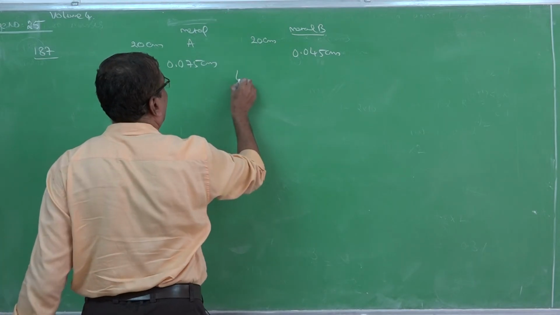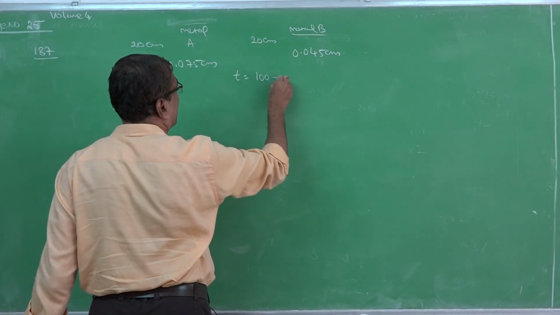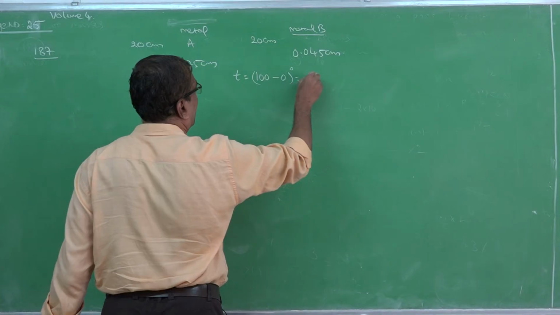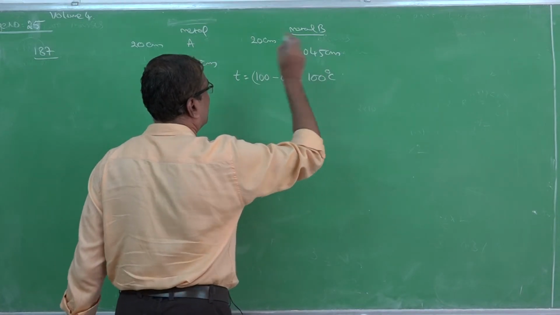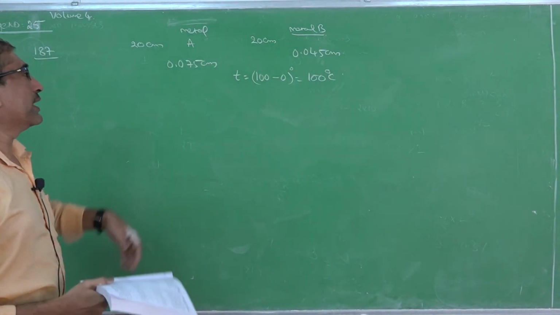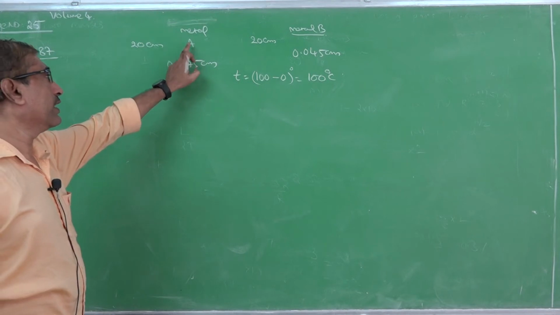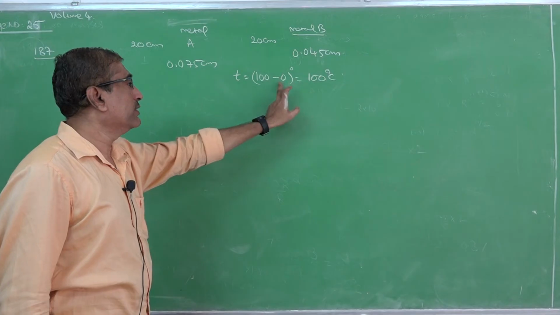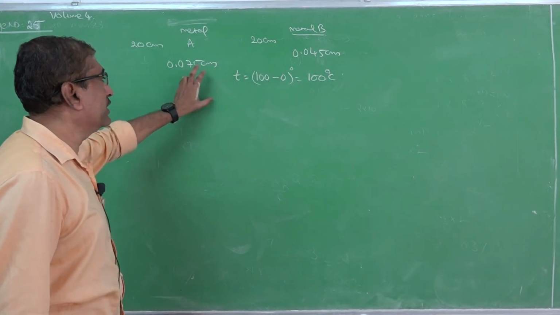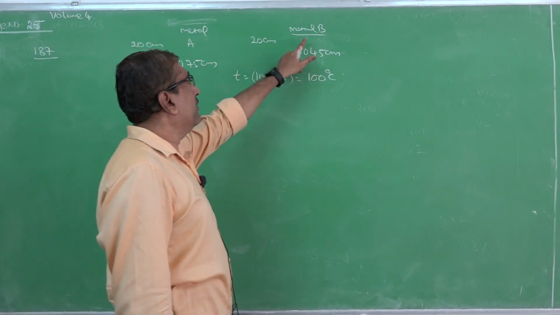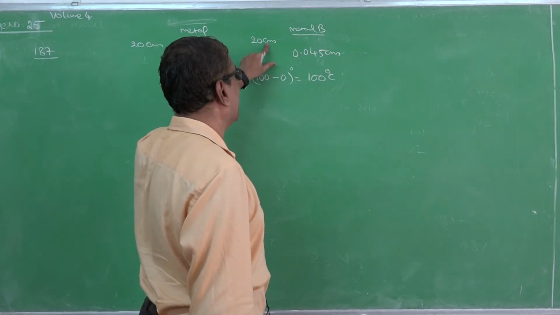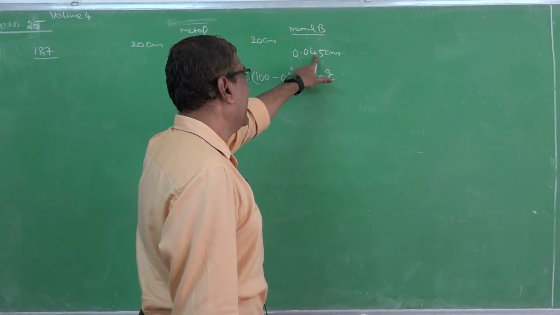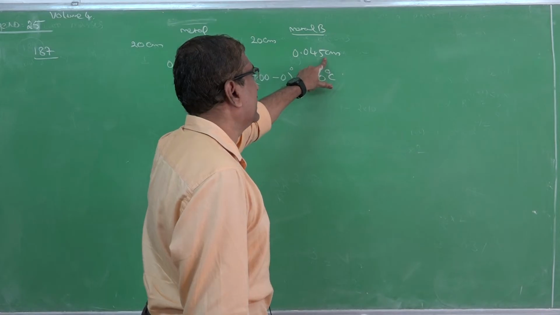So, that change in temperature delta T is 100 minus 0 degrees centigrade, that is 100 degrees centigrade. That means a rod of metal A of 20 centimeter, on heating from 0 to 100 degrees centigrade, expands by 0.075. Similarly, metal B of the same length 20 centimeter for the same change in temperature expands by 0.045 centimeter.